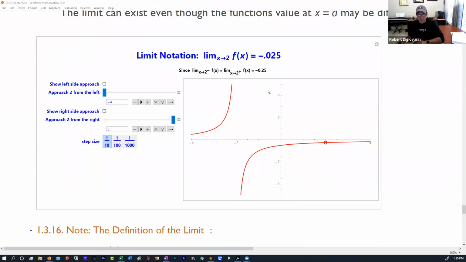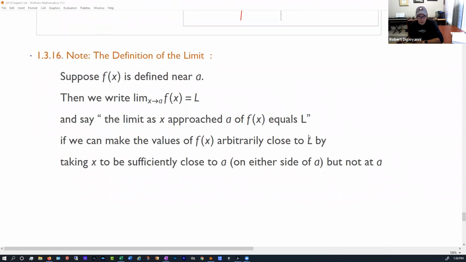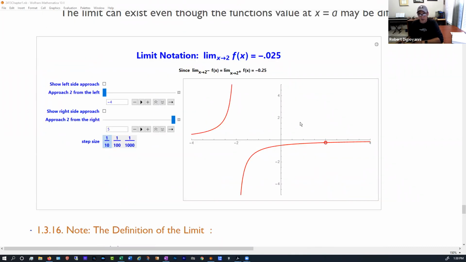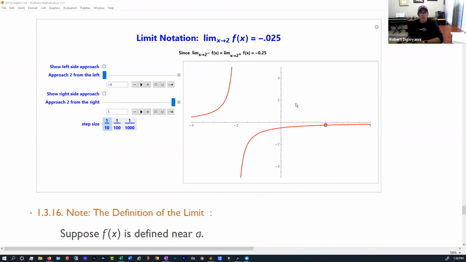Okay, this one's a little more interesting. We did this one earlier. Do you remember when we did this? It looked like from the left, it was headed to negative 0.25. And from the right, it looked like it was headed to the same thing, negative 0.25. So if I ask what's the limit as x approaches 2, that means you have to check both sides. The answer would be negative 0.25.